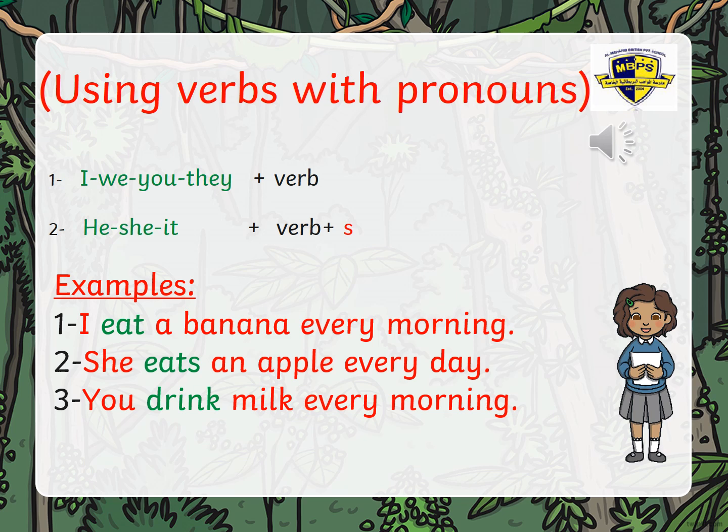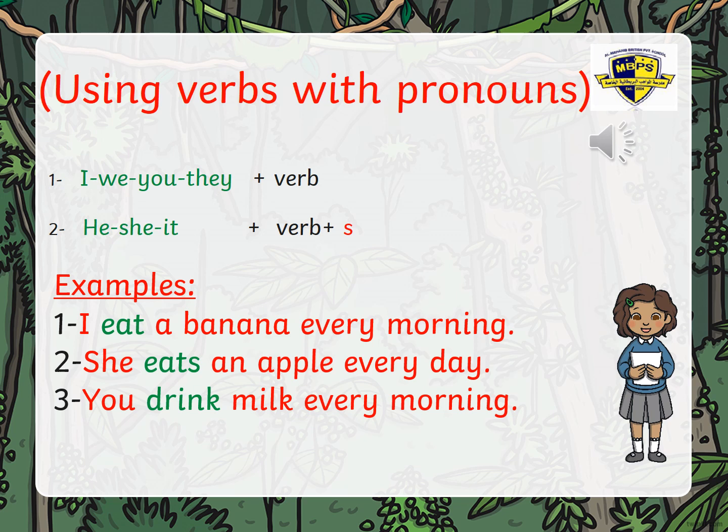I eat a banana every morning, right? I will use it with the other pronouns. We eat a banana every morning. You eat a banana every morning. They eat a banana every morning. What do you notice? I have used the pronoun plus the verb eat, and I have not added anything to this verb, correct, in number 1? That's right. Let's go to number 2.